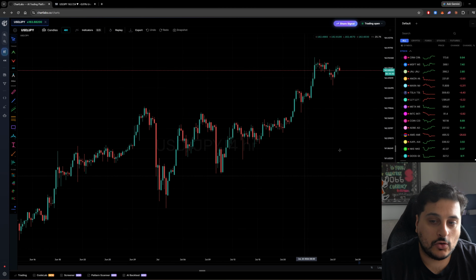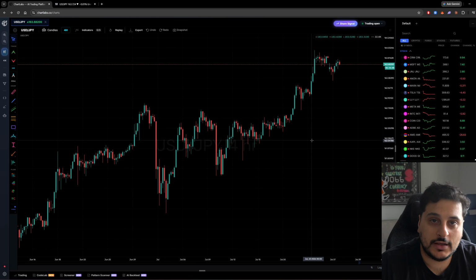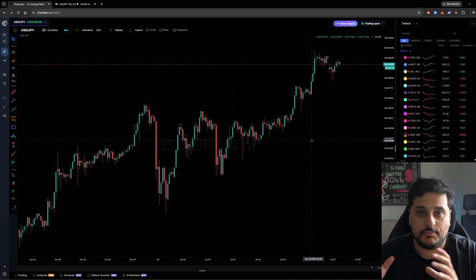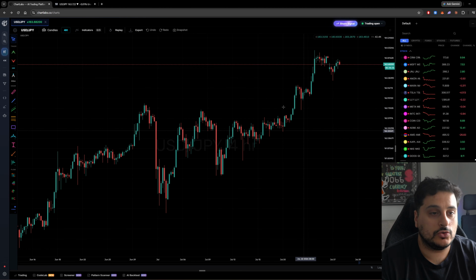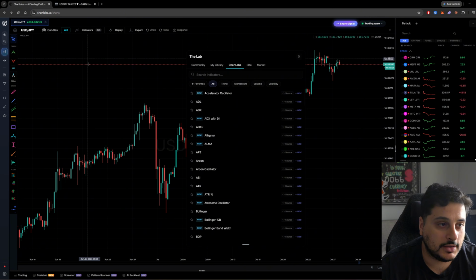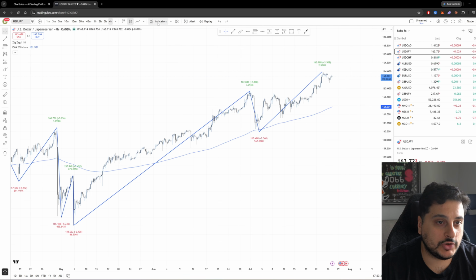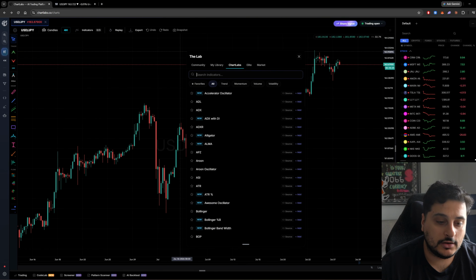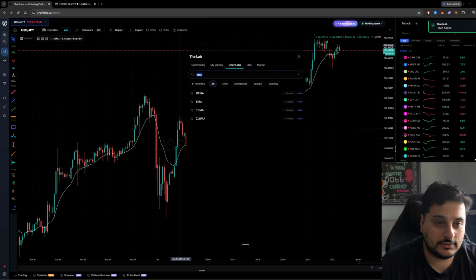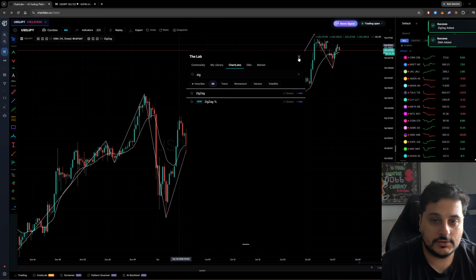In order to get started with this, we're going to need to add 2 indicators on our charts. These indicators are only going to show us exactly what's happening on the chart, but the actual entries will be based purely off price action. So this is what we're going to do. We're going to go to indicators in either ChartLabs or TradingView, doesn't really matter. In here, I'm going to type in EMA, and then also we're going to type in zigzag. These two right over here.